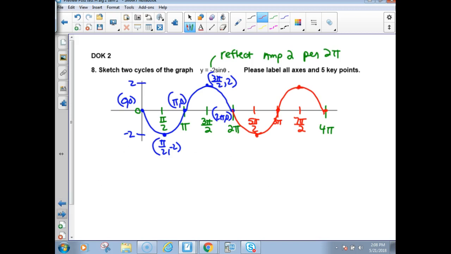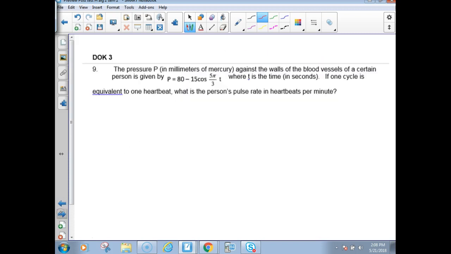All right, any questions on that? Got our 5 key points, and we've graphed 2 cycles.